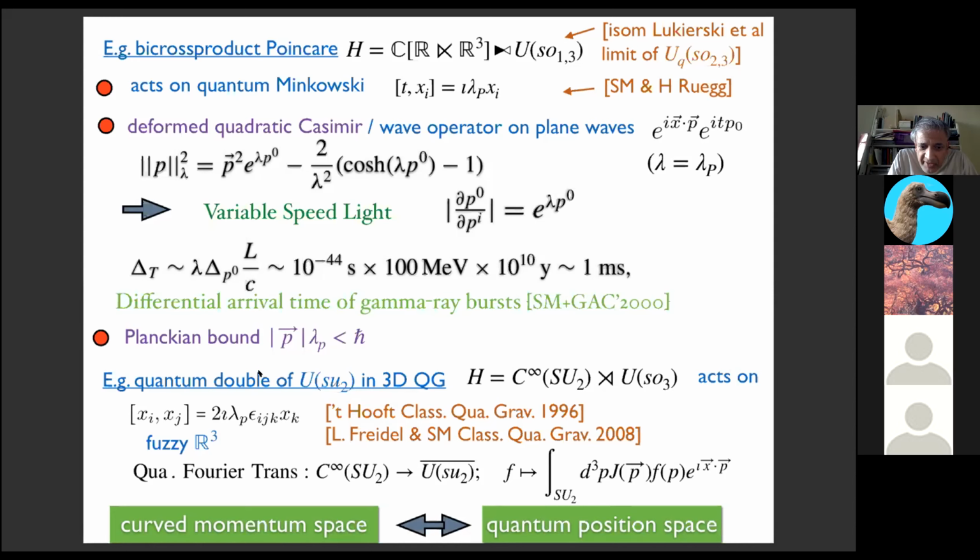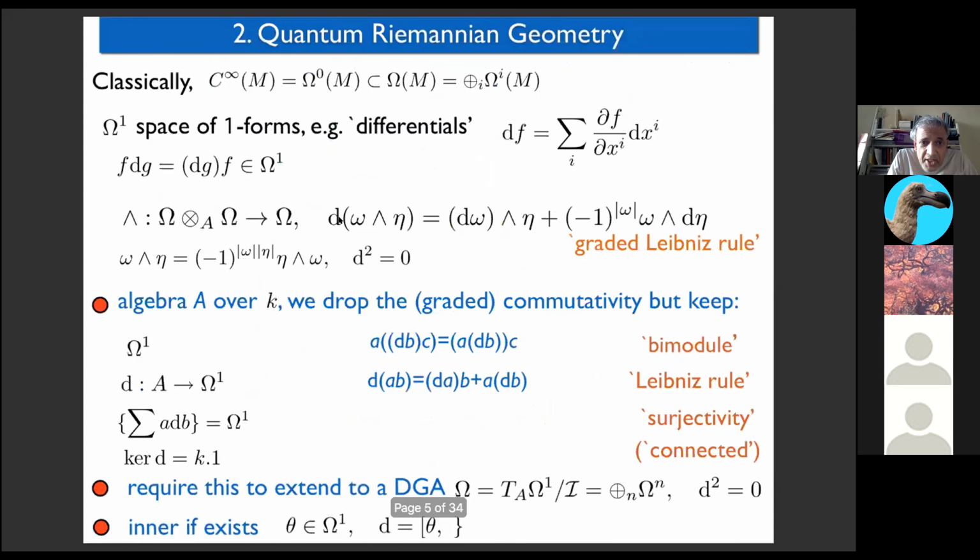Now, what I want to do is fast forward about 20 to 25 years to curve models. To describe that, I first have to describe what is quantum Riemannian geometry. So this is going to be the framework. And again, I apologize to experts in the audience.